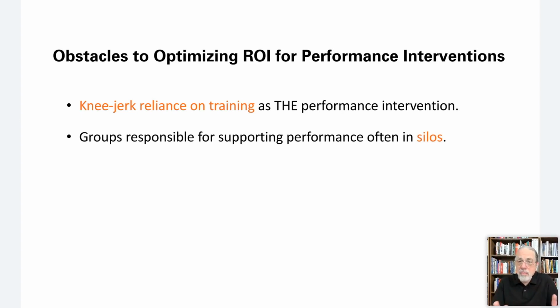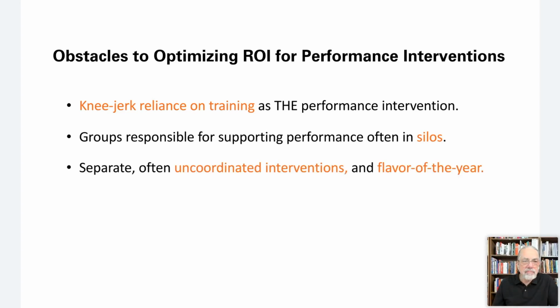Now, maybe you've been in organizations where it wasn't so bad, and I recognize that there's a spectrum here. But one of the things is that folks who pull the levers to support performance are often not staying very closely connected with one another so that it all fits together. This leads to, and often is associated with, what I would call uncoordinated interventions, and frankly, flavor of the year.